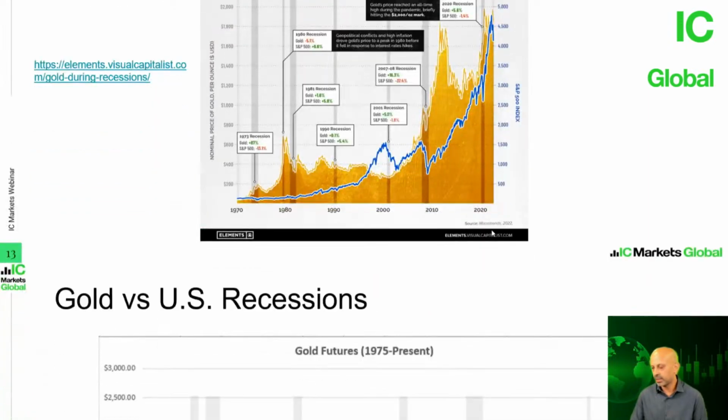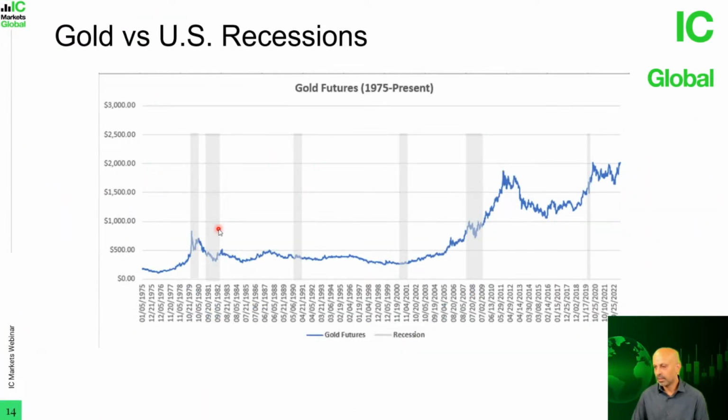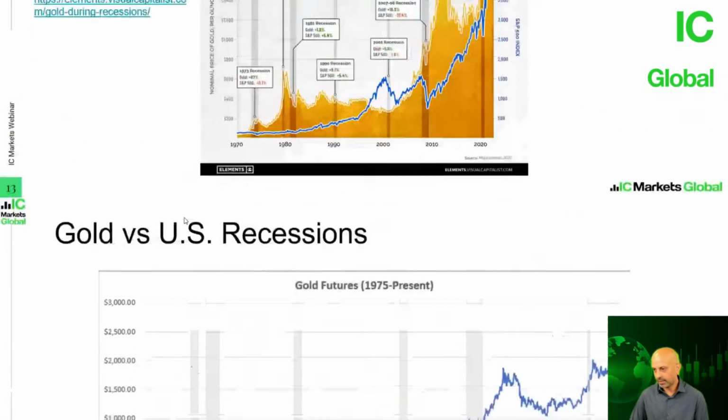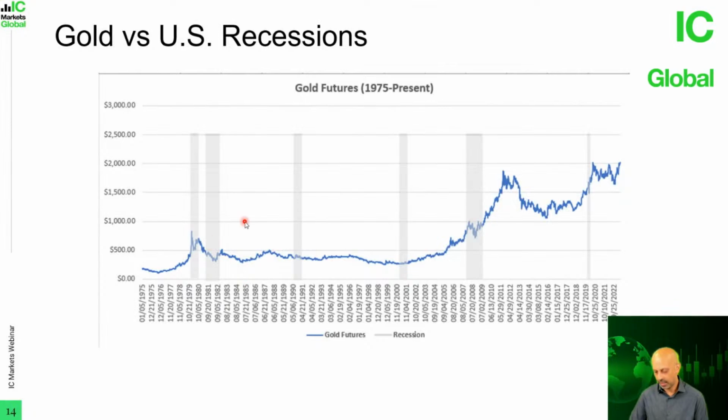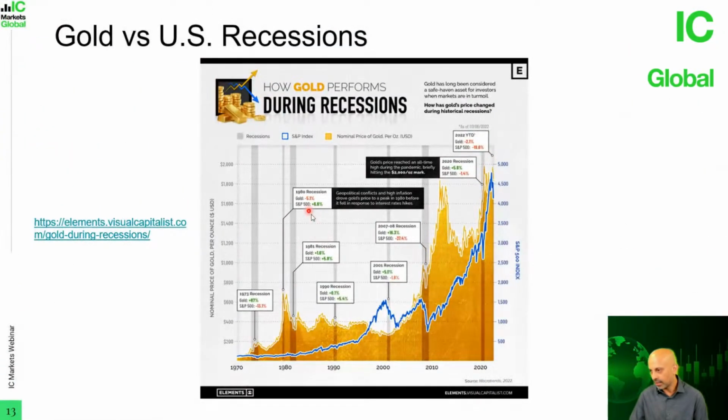Now, this chart here just zooms in on the comparison between gold futures and recessionary periods, right? So 1980, 1981, 1990, and so on and so forth.